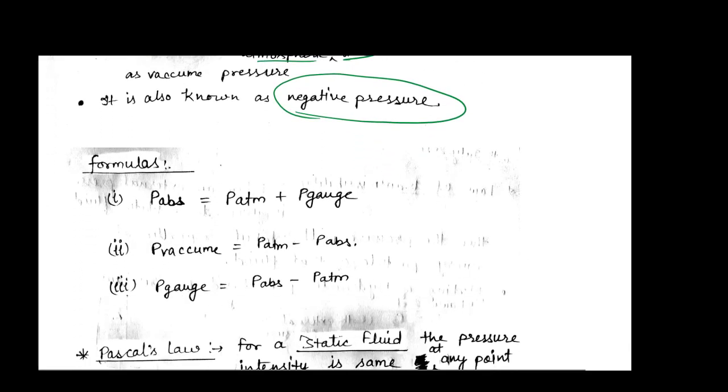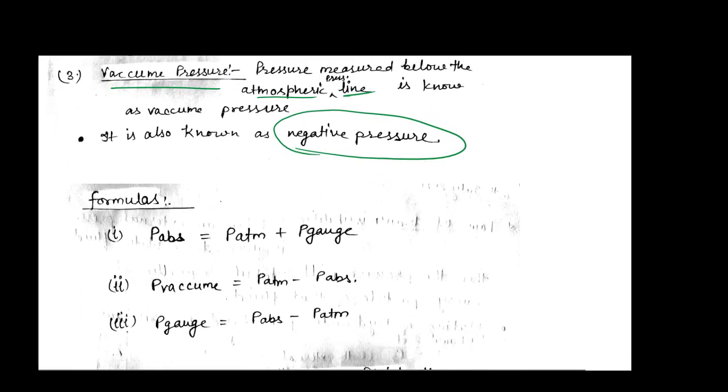So here are some formulas or relationships between these three types of pressure. When we take P absolute, it is equal to PATM plus P gauge. So P absolute is the sum of atmospheric pressure and gauge pressure.